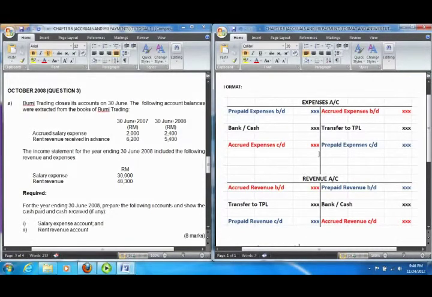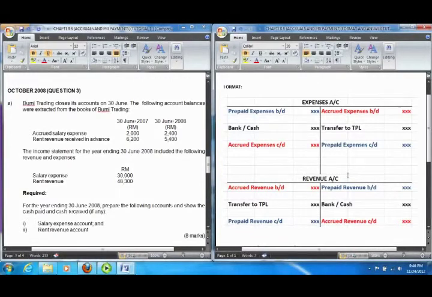It is the same with revenue, class. You must remember, if you want to open a revenue account, you need to record these 4 items: BD, bank and cash, TPL, also known as the income statement, and your CD. In the revenue account, you must start with your BD. It is the same situation; it depends on the scenario.